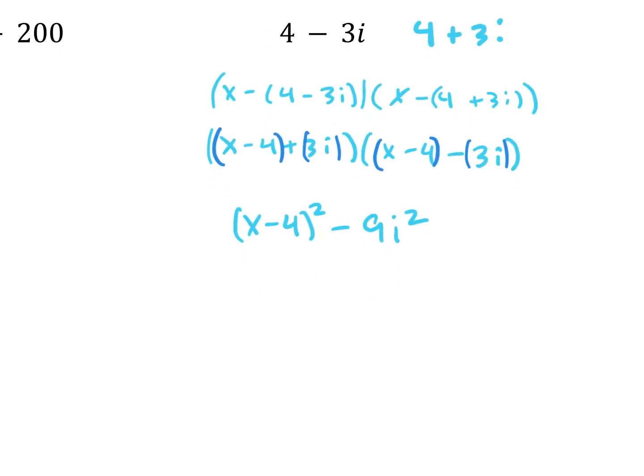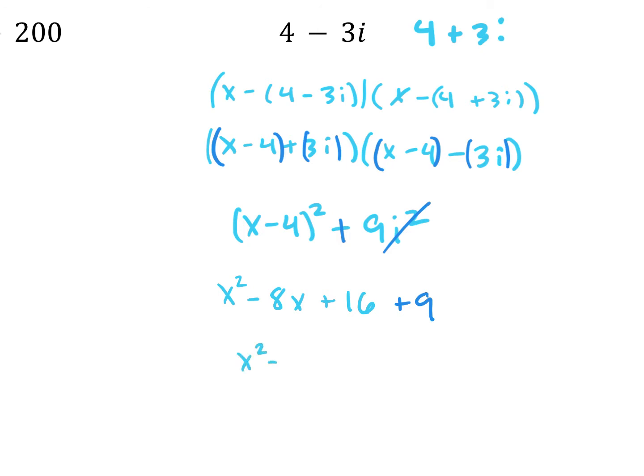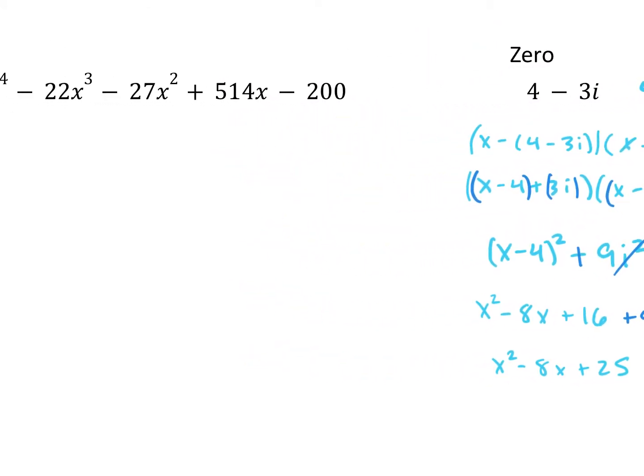So that's the shortcut. It's FOILing, but we're skipping the outer and the inner because we know that those are just going to cancel out. So now I have to FOIL this x minus 4 squared, so we have x squared minus 8x plus 16. And then what does our i squared turn into? Negative 1, so that becomes a plus 9. Combine our like terms here, so I have x squared minus 8x plus 25. So this is one of our factors of our polynomial up here.